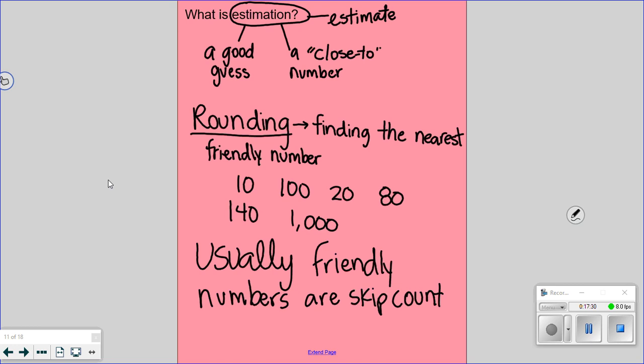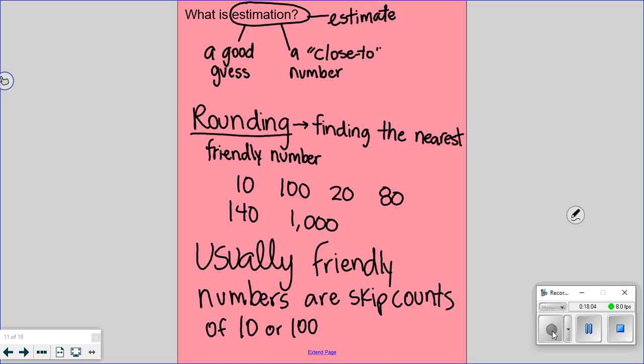Usually, friendly numbers are skip counts of 10 or 100. So a good way to check if you've got a friendly number: one, can you add with it easily? Two, could you skip count by 10s or 100s to get there?